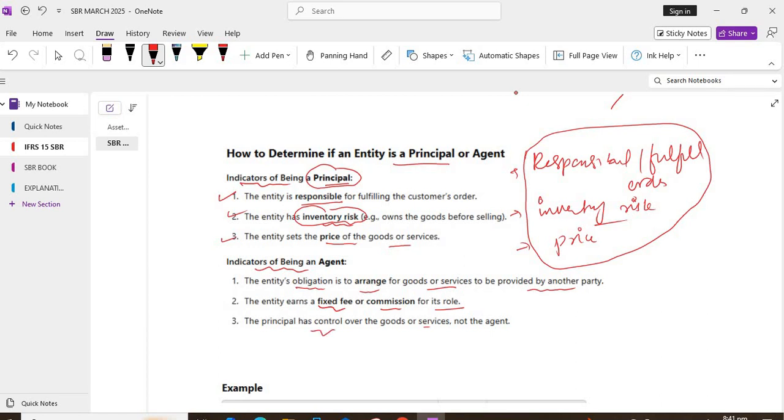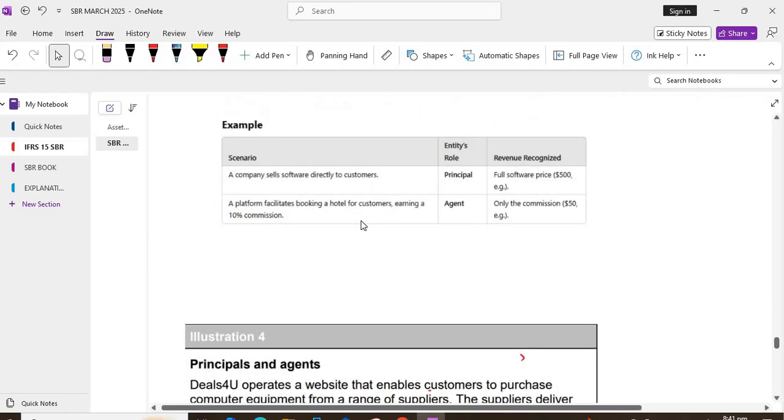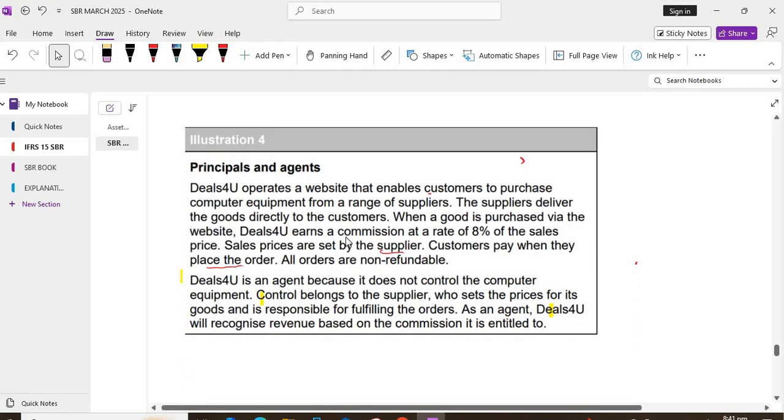The principal has control over the goods and services, and the agent doesn't have control over the asset and services. Clear? Okay, so if a company sells software directly to the customer, that means it is a principal, so it will recognize the full software price. And if you are providing the platform to facilitate the booking of goods for a customer, and you're getting 10% commission, then you are acting as an agent, and you just recognize the 10% as your commission. Okay, here we have an example.